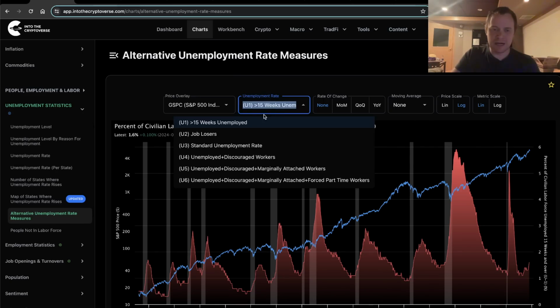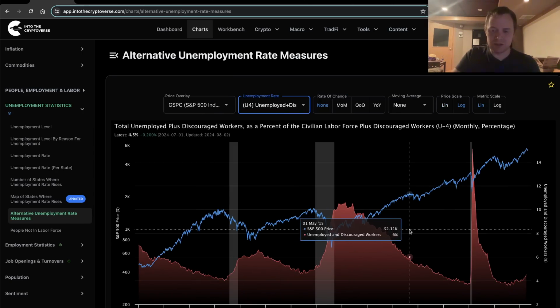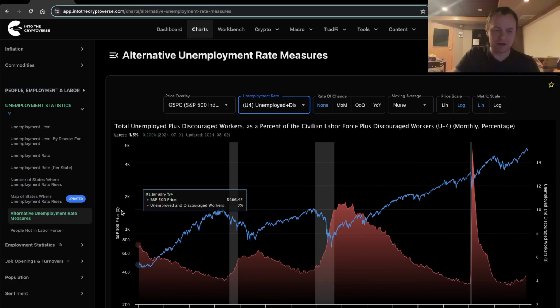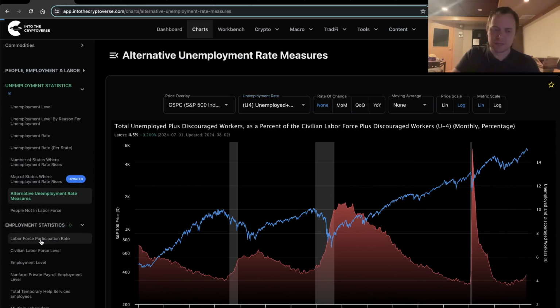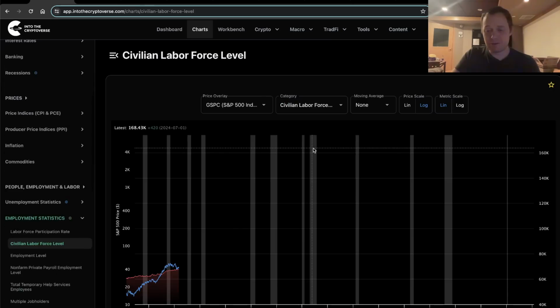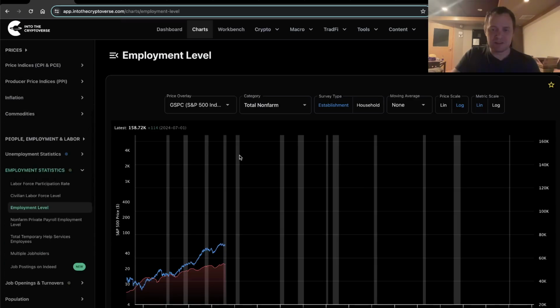You could also look at unemployed plus discouraged workers. Again, a lot of these look like they're really building out a base down here and starting to move higher. We have the labor force participation rate. We have the civilian labor force level. Okay, this is an interesting one. This is the employment level.